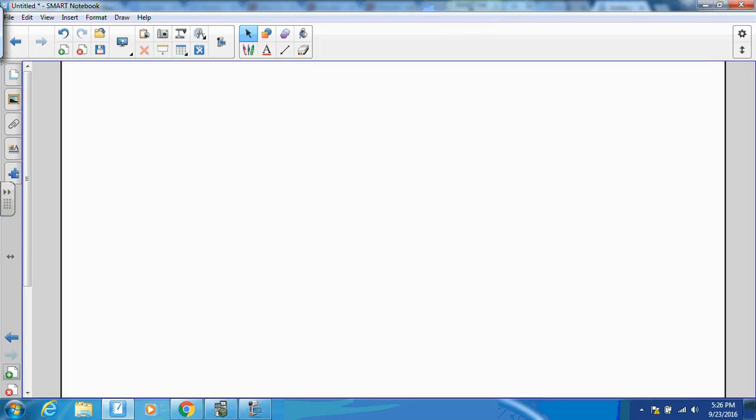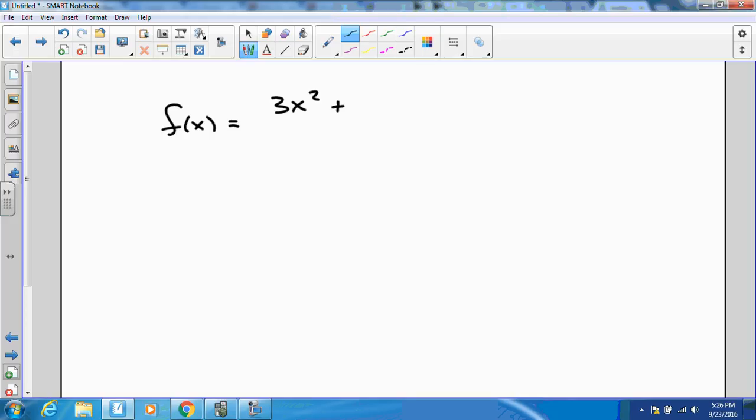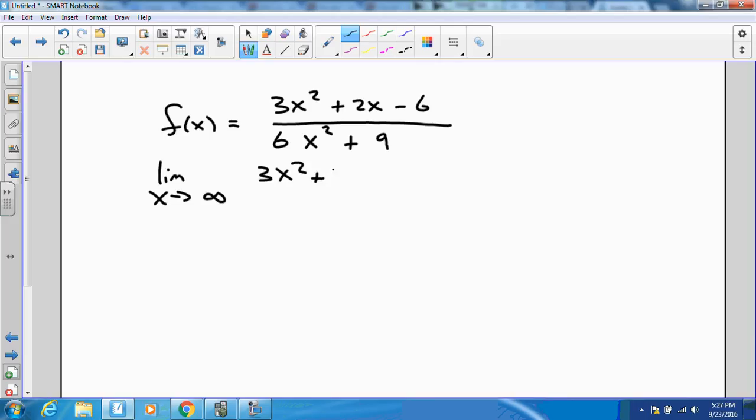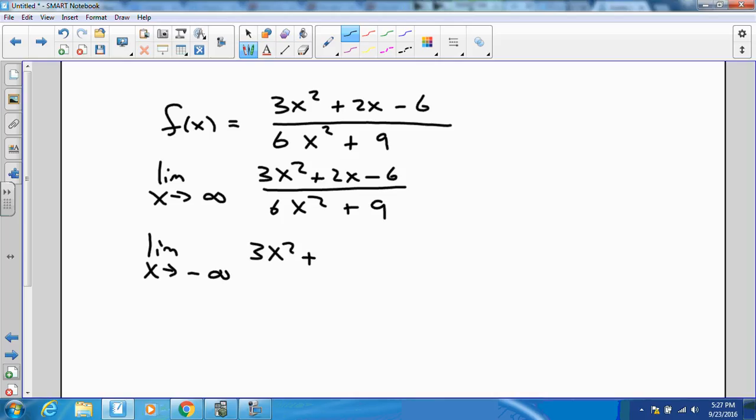Now here's how we put all this together. Let's say I have a rational function. f of x is equal to 3x squared plus 2x minus 6 over 6x squared plus 9. And I wish to determine the limit as x goes to infinity of f of x because I want to find its horizontal asymptotes. And you remember that the horizontal asymptotes are found through the limits at infinity.